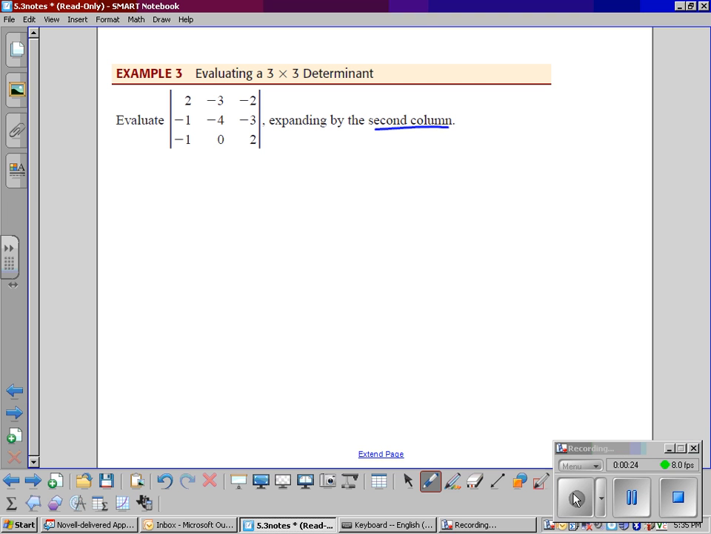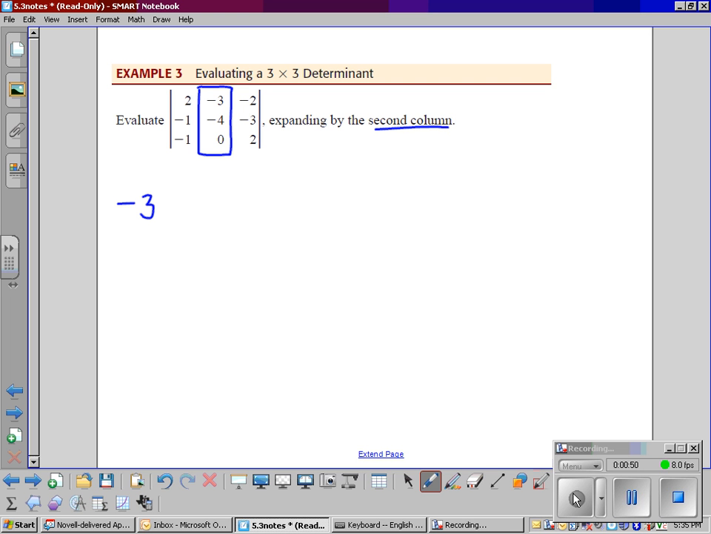They ask us to use the second column, so that's what we're going to do, and you'll see why this is a good choice in just a minute. Now you can type this determinant, this array of numbers, and use the determinant command in your calculator, and you can get the number right away. But remember, you're going to have to show your work, like I'm about to show you, on your final and on your quizzes, so make sure you can do the work. It's really not very hard, you just have to remember the steps.